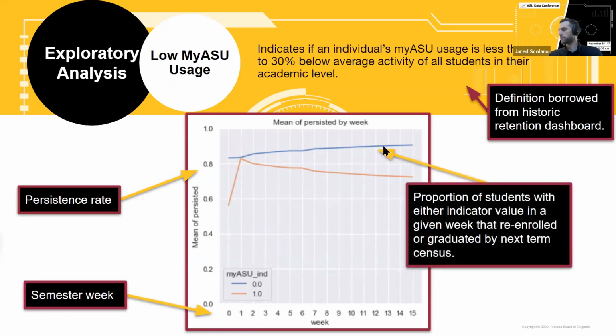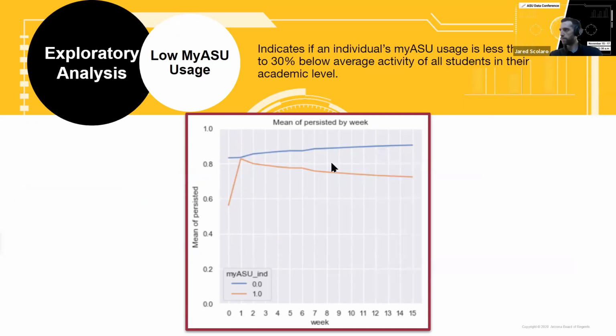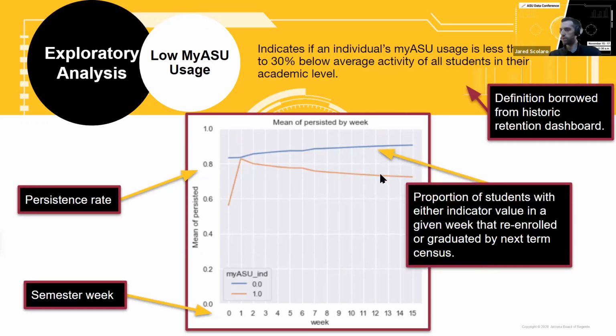For example, if I look at week 12 here, the orange line, students who did have low MyASU usage in week 12, their persistence rate was a little bit above 70%, but those who did not have low MyASU usage, their persistence rate was closer to 90%. So that shows us that early in the semester, it appears that there wasn't a big difference, and then later in the semester, the difference appears to grow. So it seems like having low MyASU usage later in the semester is more predictive.